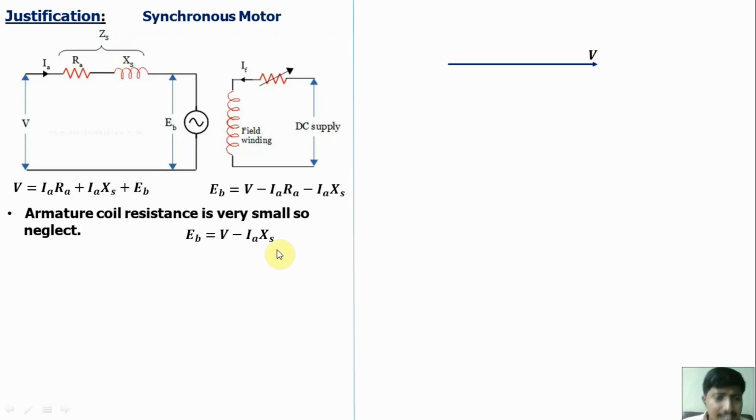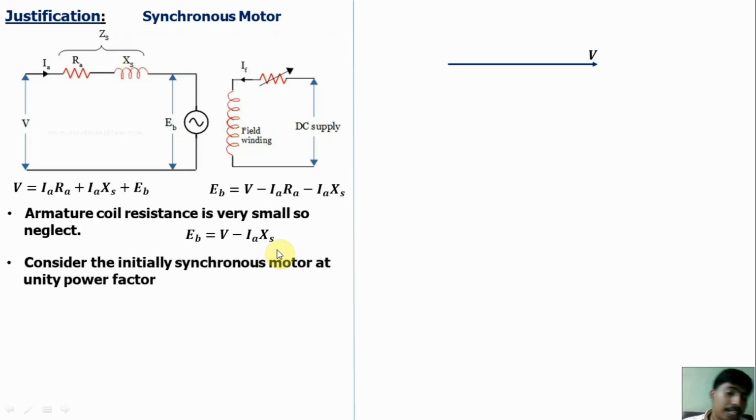Next, consider initially the synchronous motor acting at unity power factor. Unity power factor means voltage and armature current are in phase. So we may draw this, because we consider unity power factor. Unity power factor means voltage and the current are in phase.